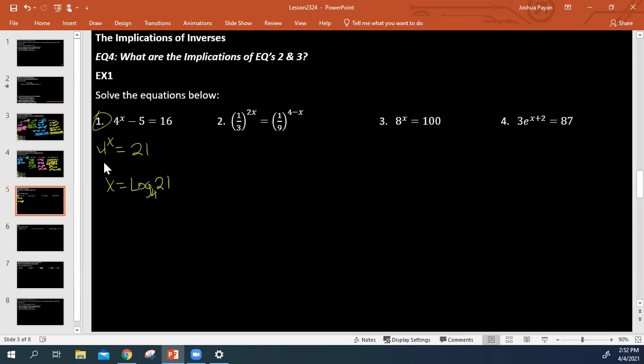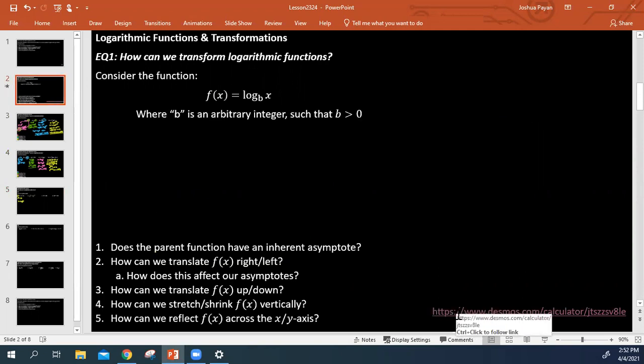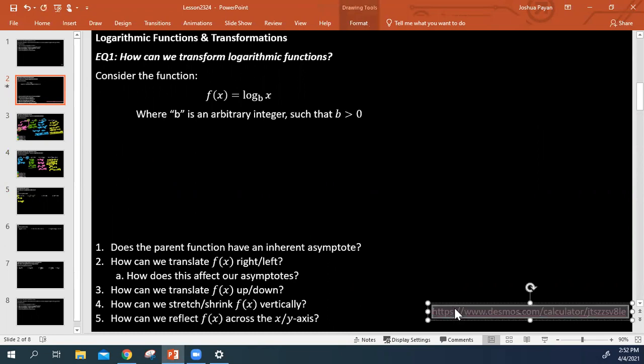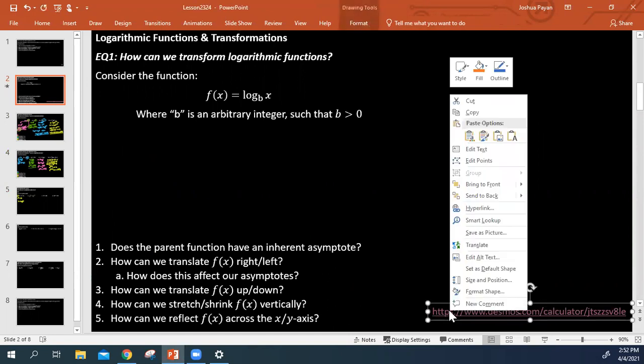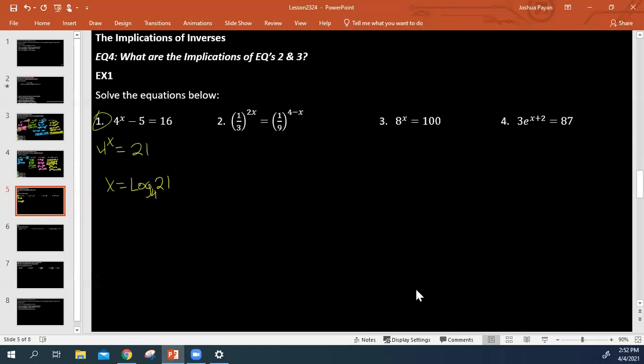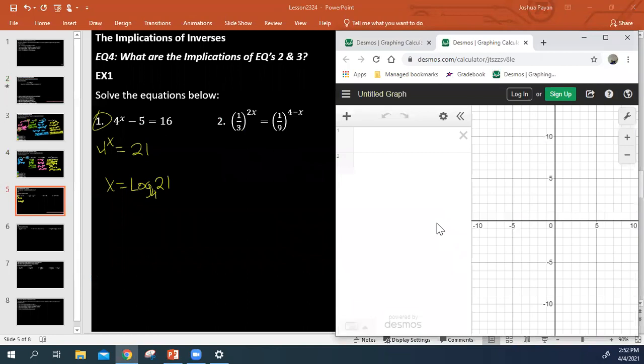So I might as well type this for you in Desmos. So let me copy my link over here. Okay, so I'm just going to use Desmos here. So I'm going to say log base 4 of 21. And there it is.